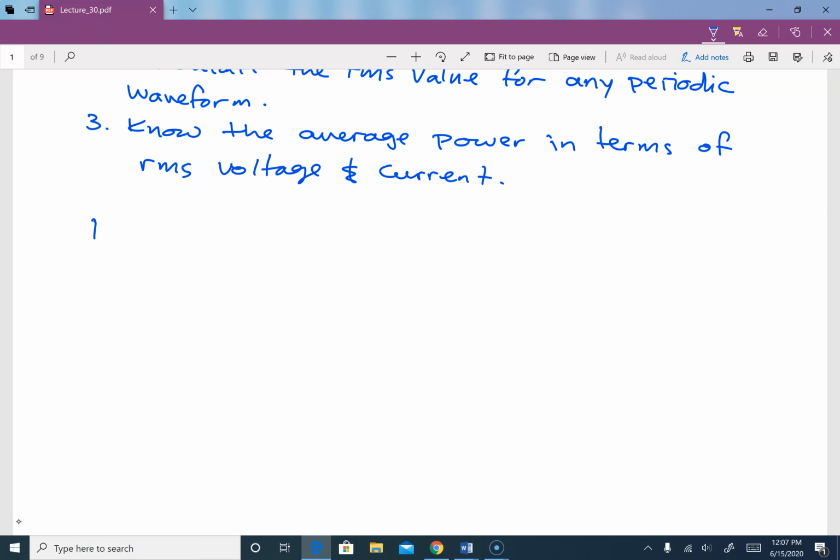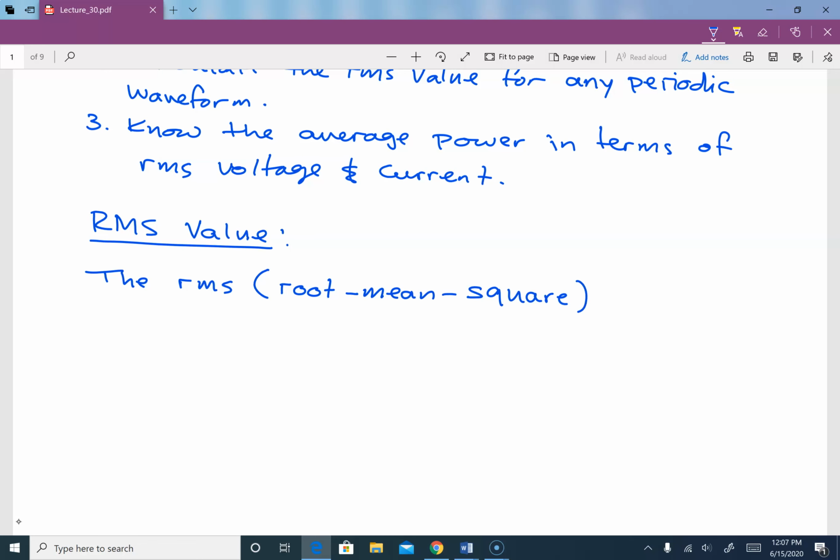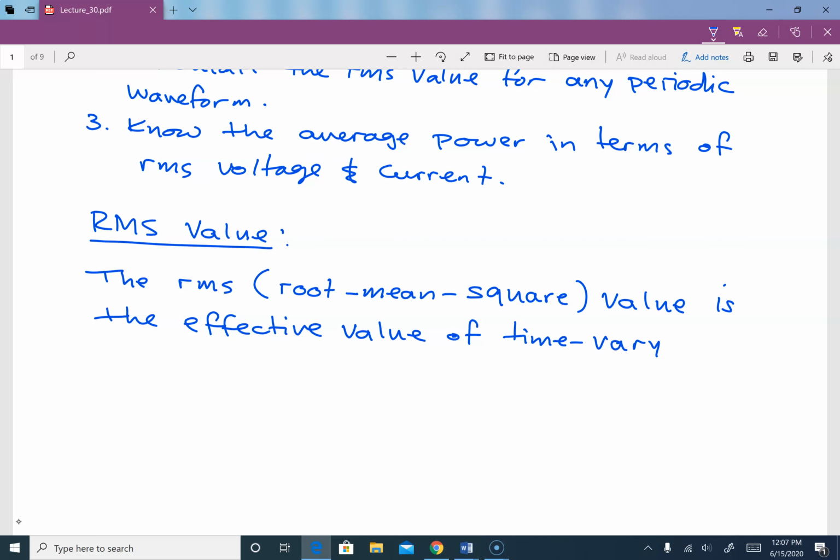So RMS value. We can say that the RMS, which stands for root mean square value, is the effective value of a time varying waveform.